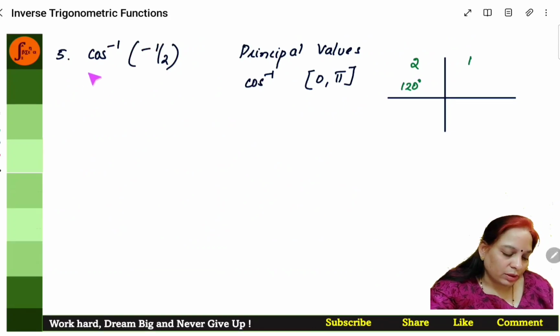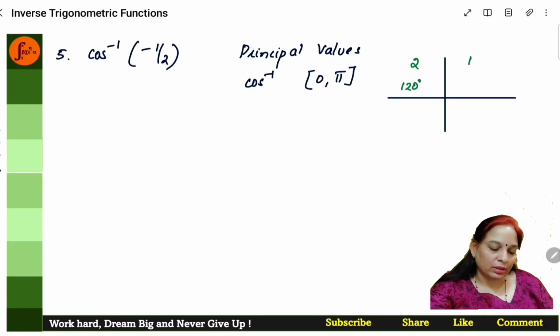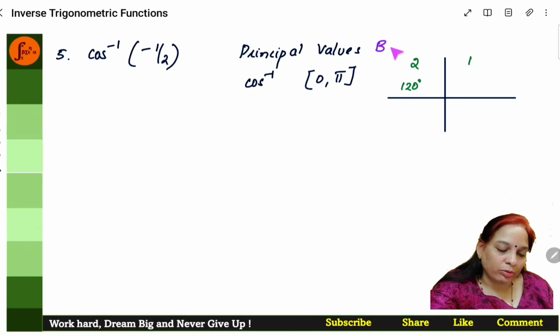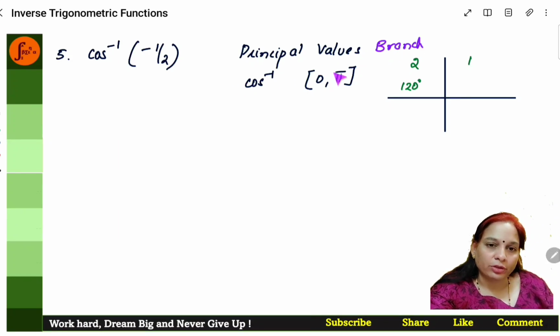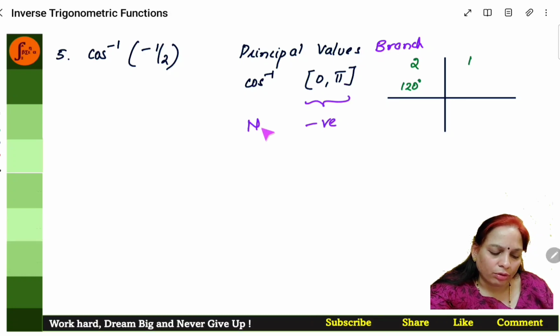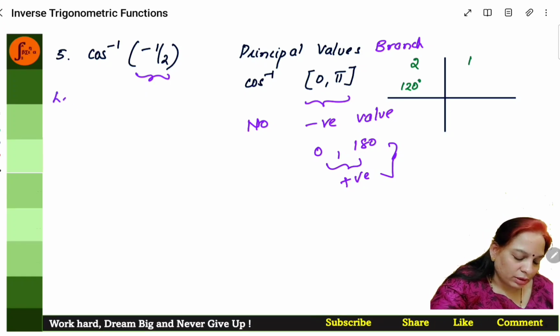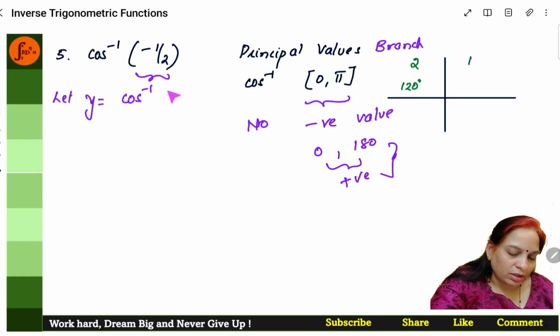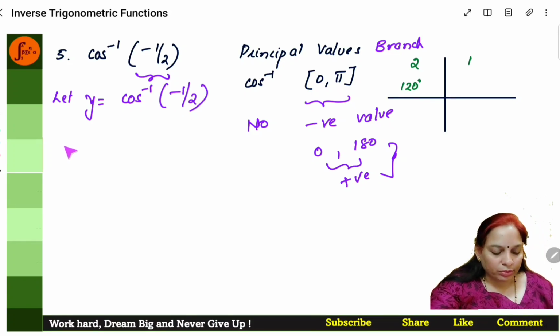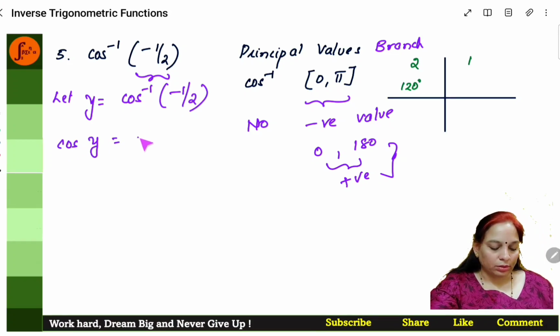Now let's take this example. Cos inverse of minus half. Now first we need to write the principal value branch, right? What is the principal value branch of cos? It's lying between 0 to pi. Notice that it does not have any negative values. There are no negative values between 0 to 180 degree. It's all positive. No negative values at all. But here we have negative value, right? Notice this. So we'll first say let y is equal to cos inverse of minus half, which means cos y is equal to minus half.